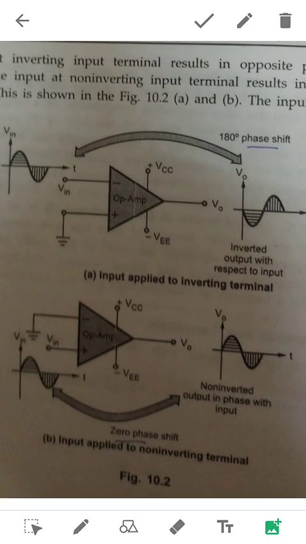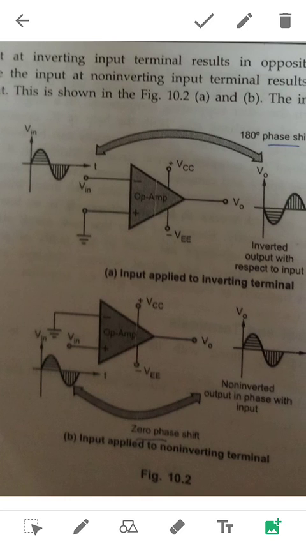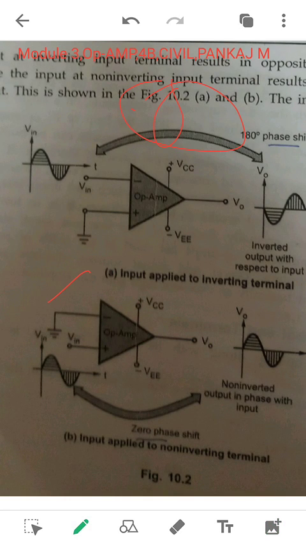Here you can observe, if you connect an input voltage to pin number 2, that is the negative symbol. So plus VCC is here, minus VEE is here, output is V0. Here you can observe this figure and this figure. This is the input and this is the output.